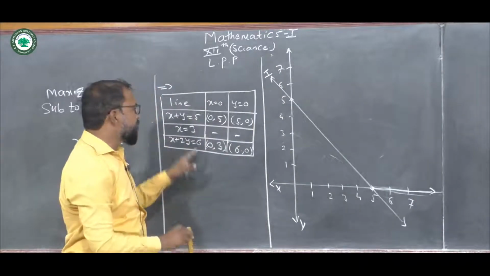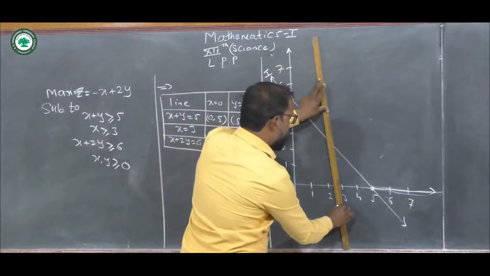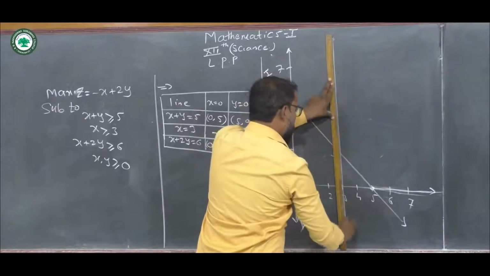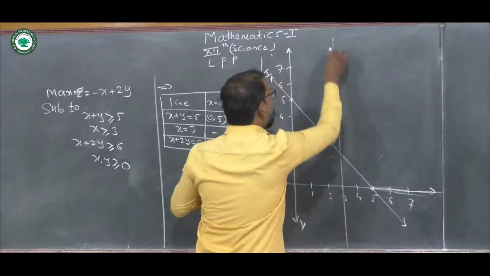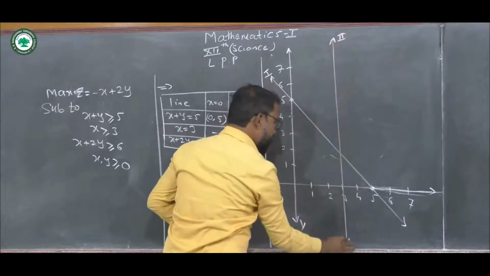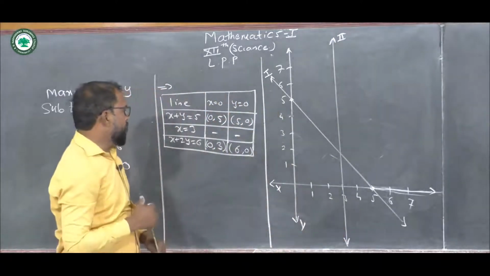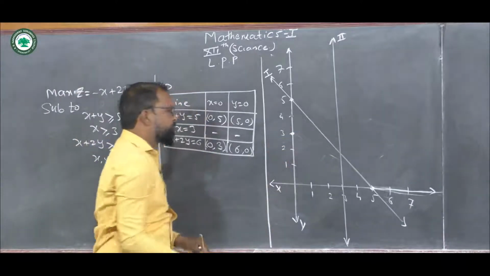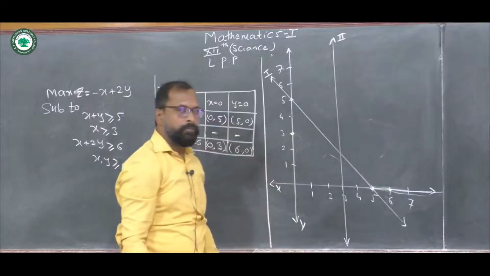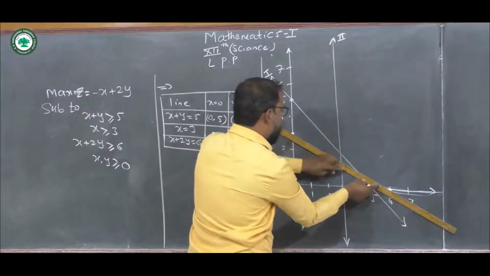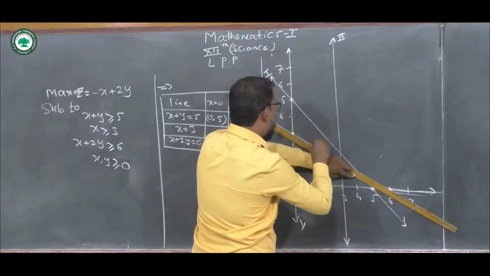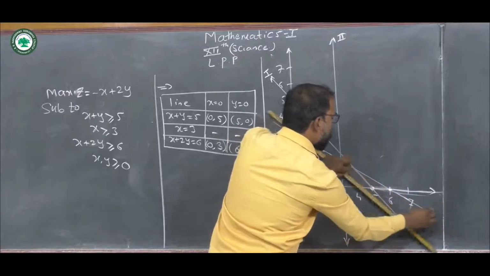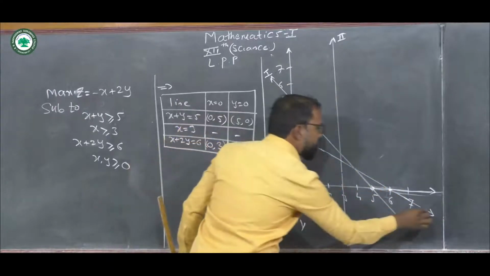Now the second line is x equals to 3. This is the line x equals to 3, which is parallel to the y-axis passing through x equals to 3. Now for the third line, the first point is 0, 3 and the second point is 6, 0. So connecting these 2 points, we get the third line.